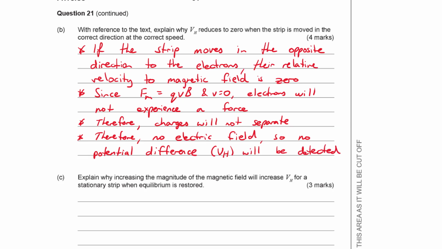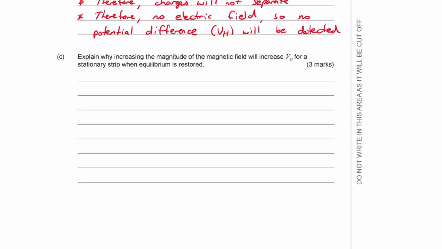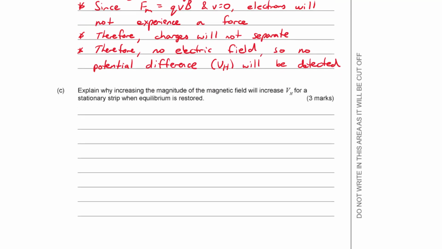All right. Part C is asking why increasing the magnitude of the magnetic field will increase the Hall voltage for a stationary strip when equilibrium is restored. I don't like that it says when equilibrium is restored. It's kind of confusing. But basically, when the strip is back to the way it usually is, not moving in the opposite direction, if you increase the magnetic field, why will you experience an increase in the Hall voltage? And to be frank, it's asking for the same sort of knowledge. But let's just go through it.